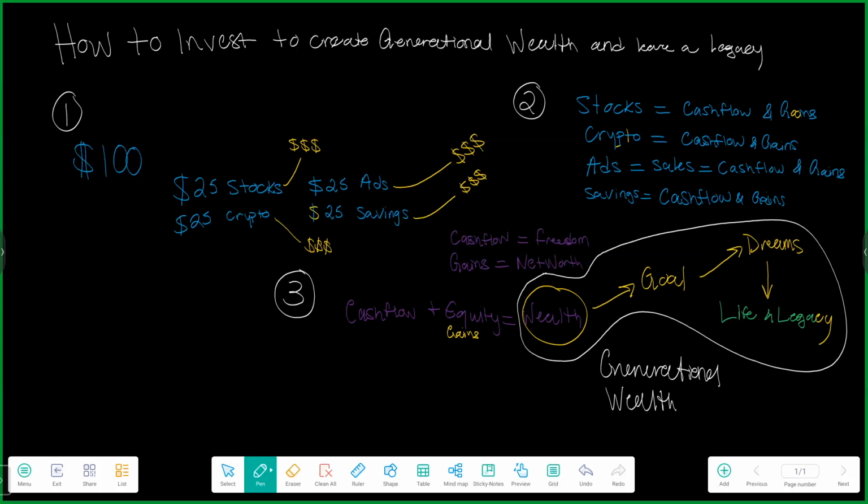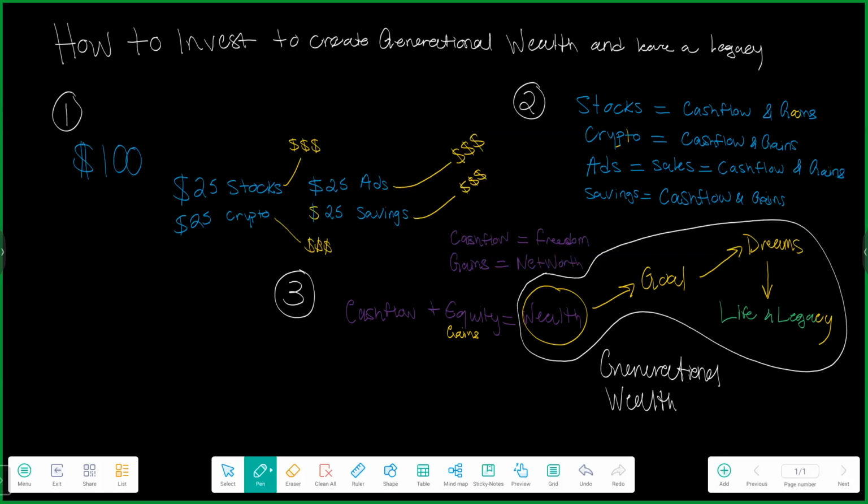Now, we also have savings. Savings, when put inside the right vehicle, can produce cash flow and gains, because our savings is growing over time, and if we have it inside of a place where it can compound, we are most certainly going to see exponential gains on our savings.